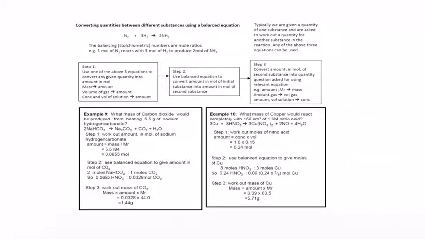So, an example: what mass of carbon dioxide would be produced from heating 5.5 grams of sodium hydrogen carbonate? And the equation is given. So the mass of sodium hydrogen carbonate is given, and you need the mass of carbon dioxide. So if mass is given, take the mass ratio.